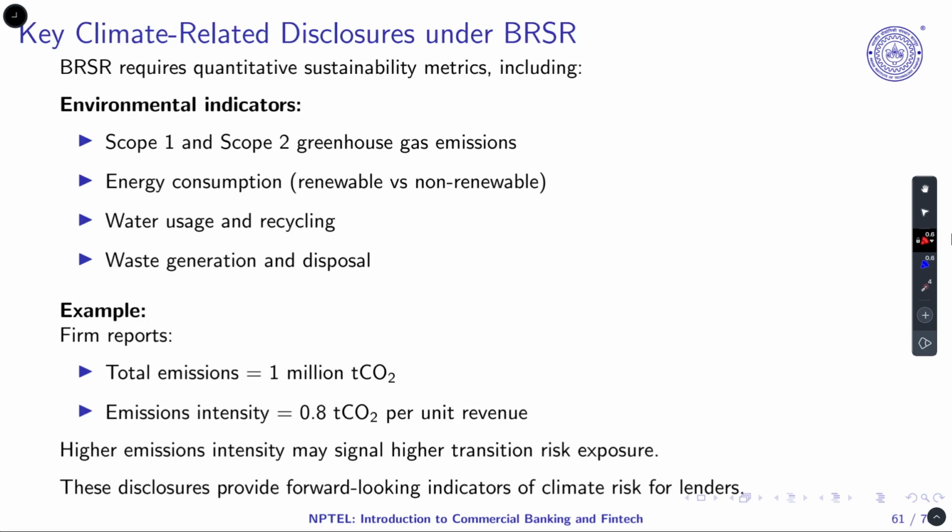Key climate related disclosures under BRSR. BRSR requires quantitative sustainability metrics. The environmental indicators are scope 1 and scope 2 greenhouse gas emissions. Second is energy consumption. Third is water usage and recycling, and fourth is waste generation and disposal. For example, a firm reports total emissions of 1 million tons of CO2, with emission intensity 0.8. So these are all related to the environmental indicators. Scope 1 and scope 2 are the critical indicators that they have to maintain and keep in mind. So this is where it is important.